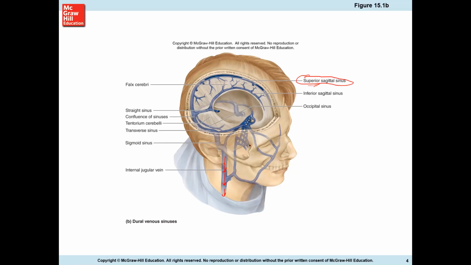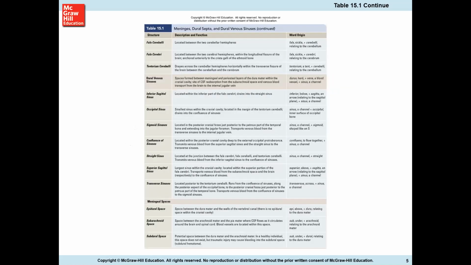So I'm not going to ask you a lot of questions about blood flow. You're going to do that in A&P 2 extensively. So don't worry about this so much. Know about the spaces, though. What about the spaces? The epidural space, the subarachnoid space, and the subdural space.